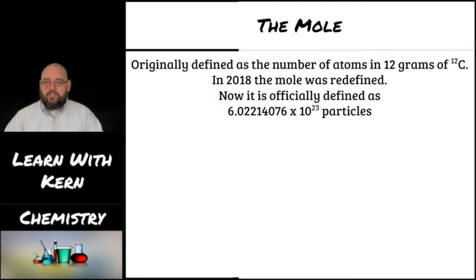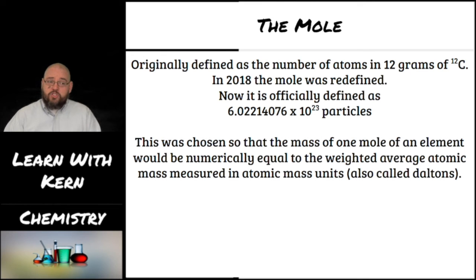6.022140076 times 10 to the 23rd things is the official definition of a mole. Now, this was chosen so that the mass of 1 mole of an element would be numerically equal to the weighted average atomic mass measured in atomic mass units, also called Daltons, of the elements on the periodic table.